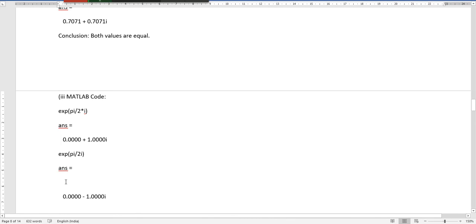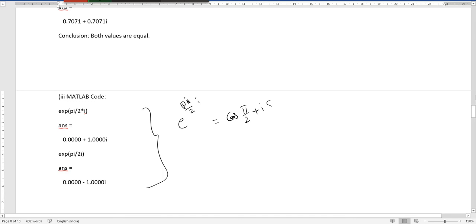Okay, I will explain here. So what is our observation? I will write in words: e power pi by 2 into i. See here, using the BODMAS rule or hierarchy, first division then multiplication. So e power pi by 2 is nothing but cos pi by 2 plus i sin pi by 2. So cos pi by 2 is 0, sin pi by 2 is 1. That's why you will get this value.